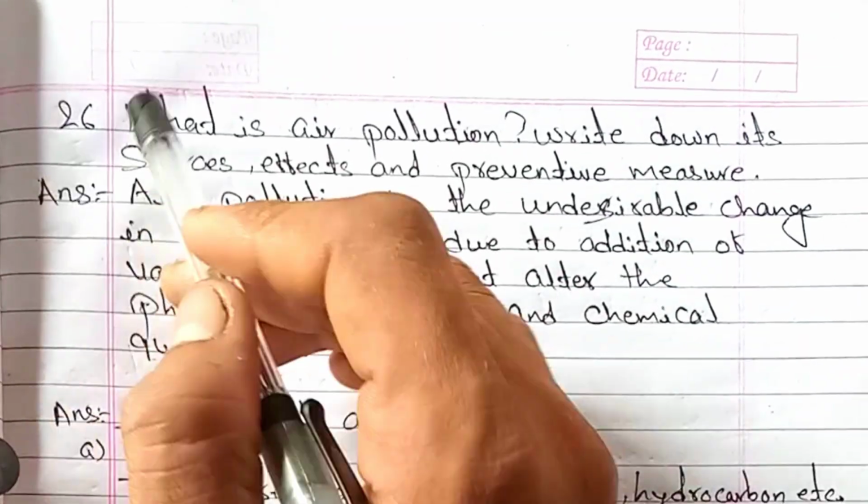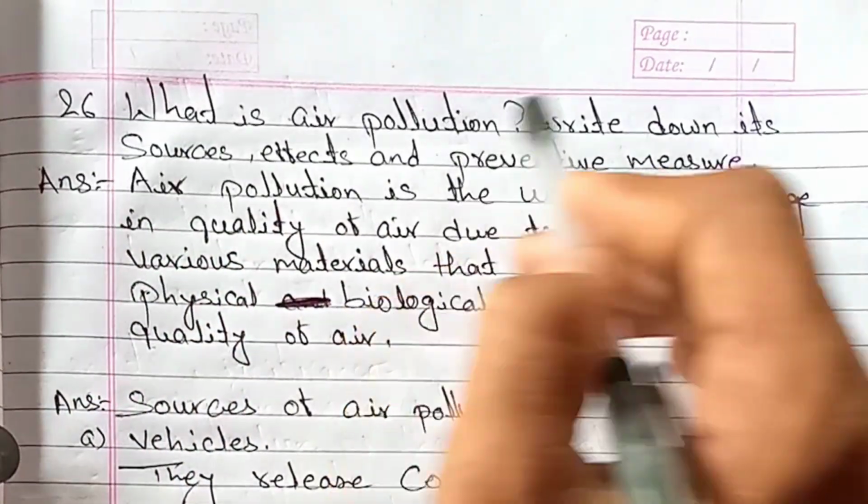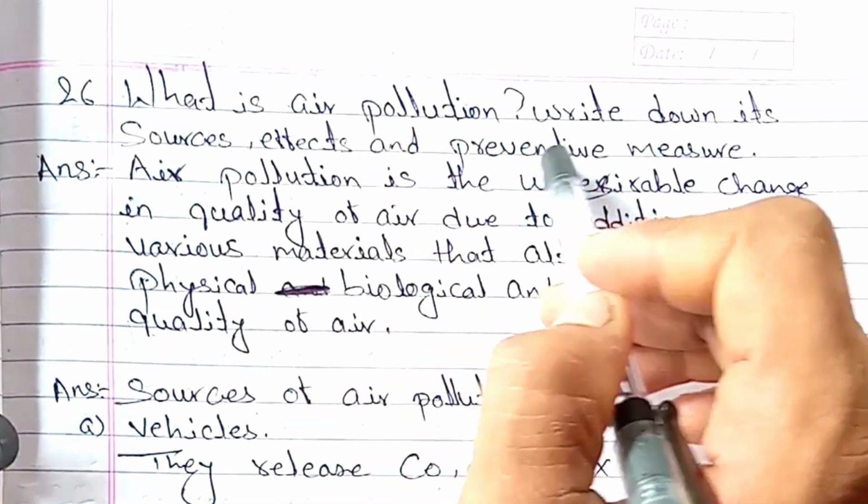Question number 26. What is air pollution? Write down its sources, effect and preventive measure.